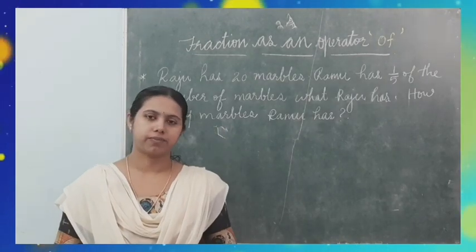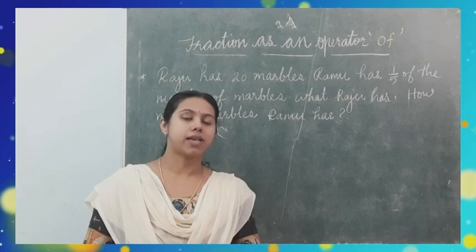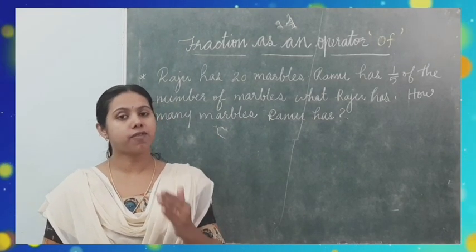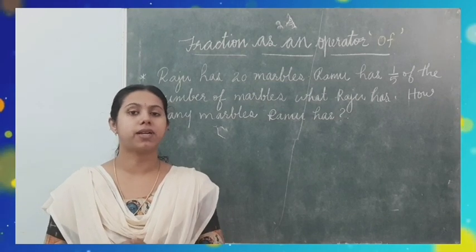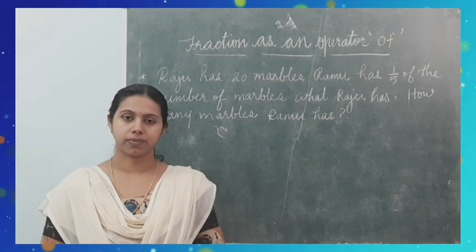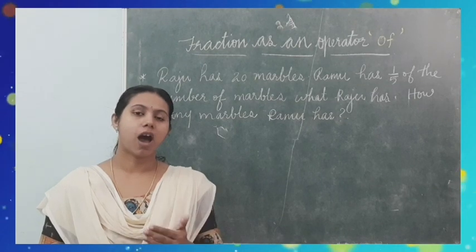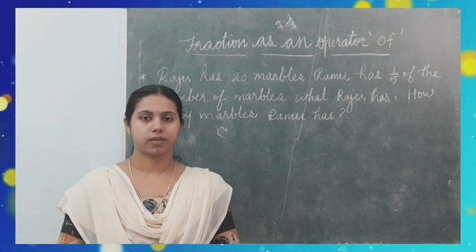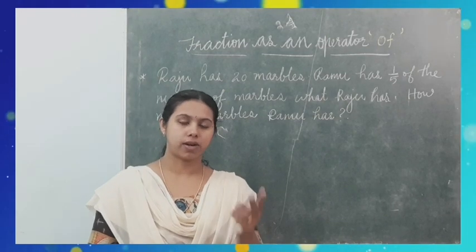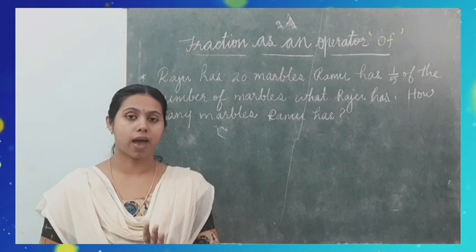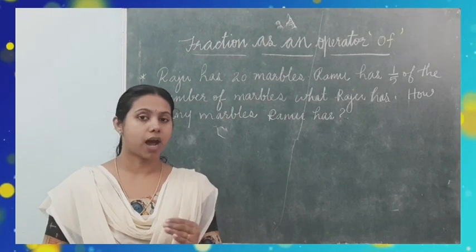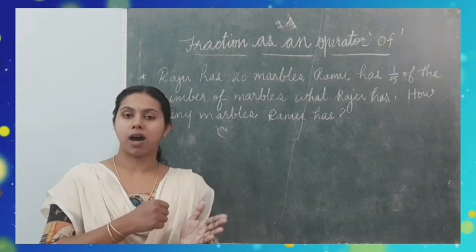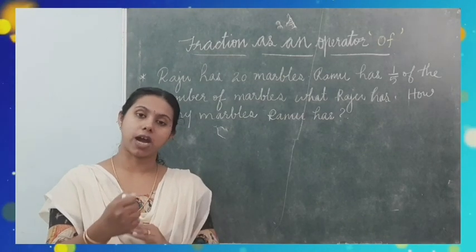Let us see one problem. Raju has 20 marbles. Ramu has 1/5 of the number of marbles Raju has. Then how many marbles does Ramu have? So there are two persons, Raju and Ramu. Raju has 20 marbles, but Ramu has only 1/5 of the marbles Raju has.